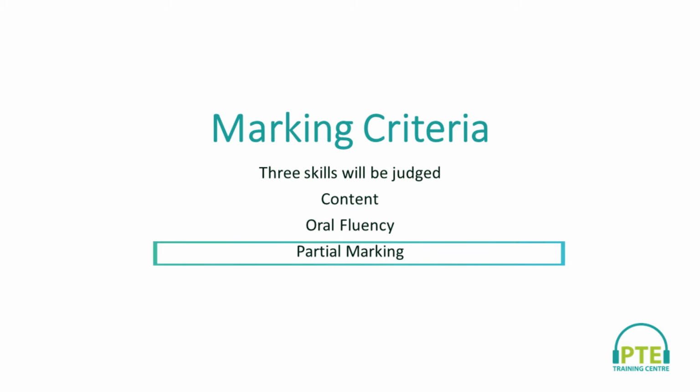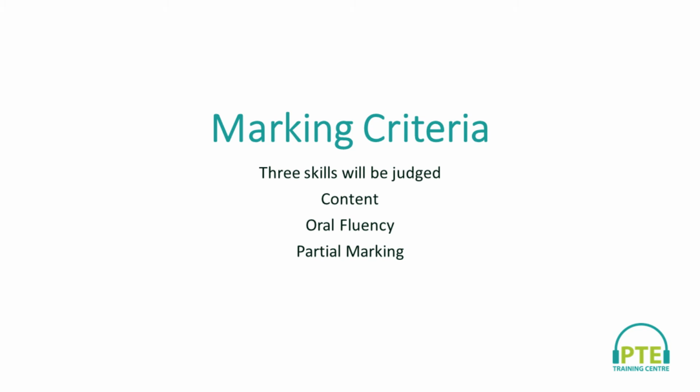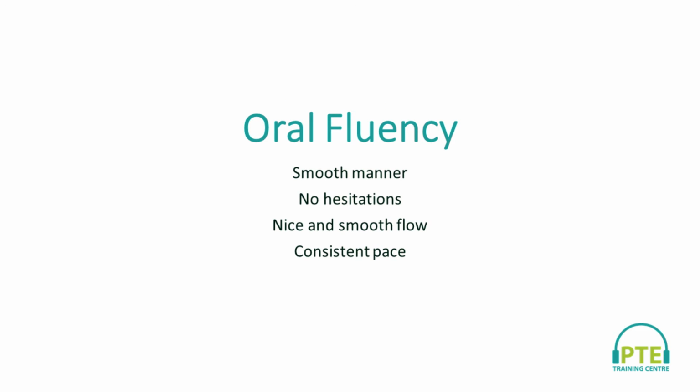Partial marking means that you don't have to repeat the sentence 100% right, but if you are repeating some words, like 50% or 80% of the sentence, you can still get some marks on the number of right words that you repeat. So I would like to explain fluency further on. What is fluency? Fluency means that you have to repeat the sentence in a smooth manner, without any hesitations, without fumbling, without taking unnatural pauses and all these things. It has to be at a constant pace.